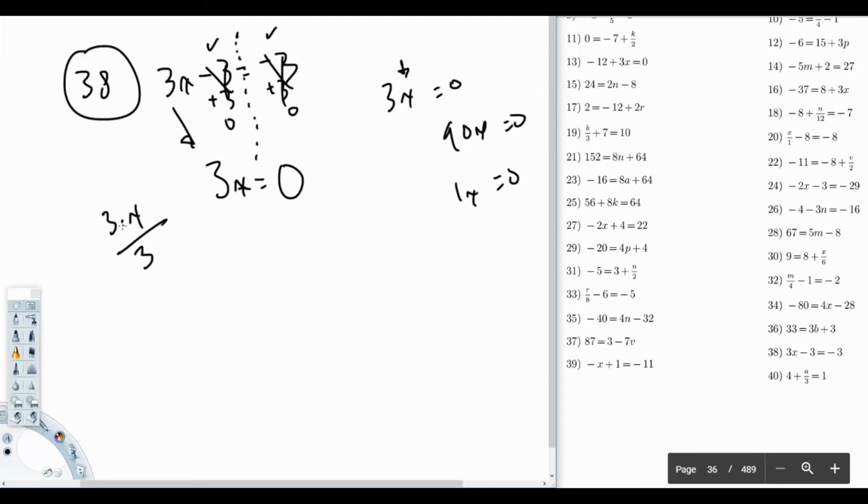And if you want to think about it more logically, you have here 3 times x. Let's get rid of it, right? By dividing both sides by 3. So you have x equals 0 over 3. Well, 0 parts of something is 0. x equals 0.